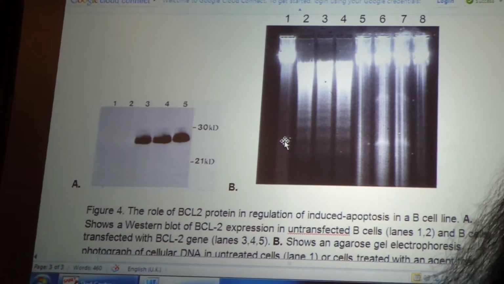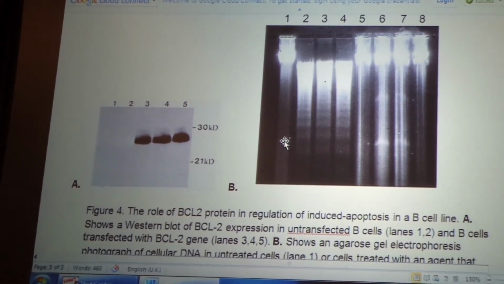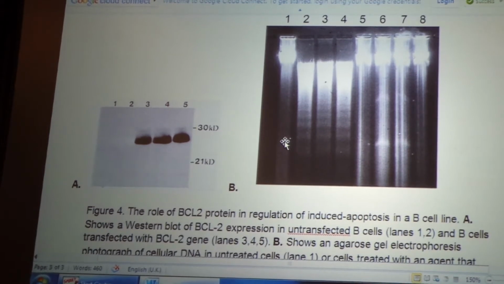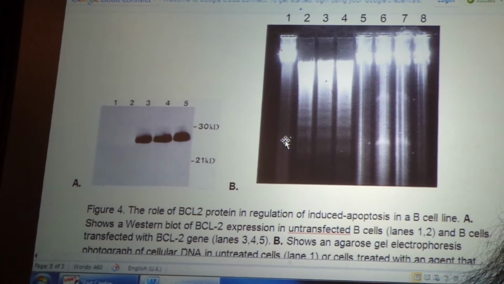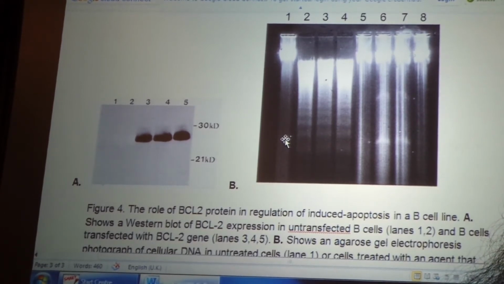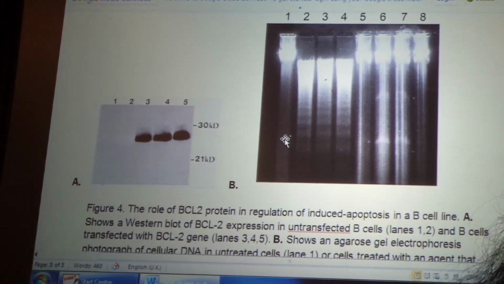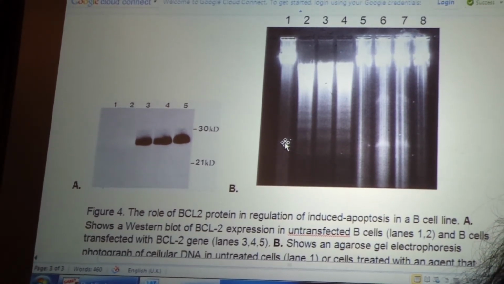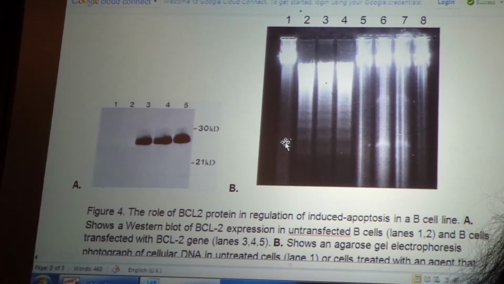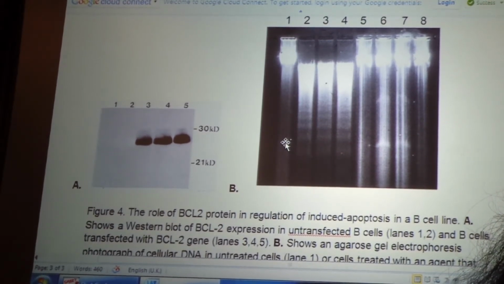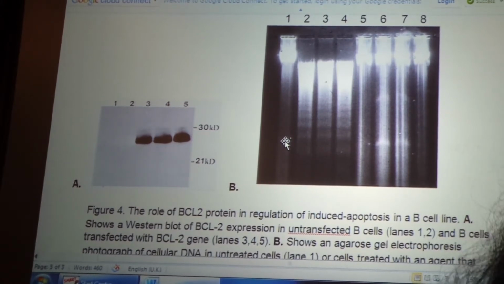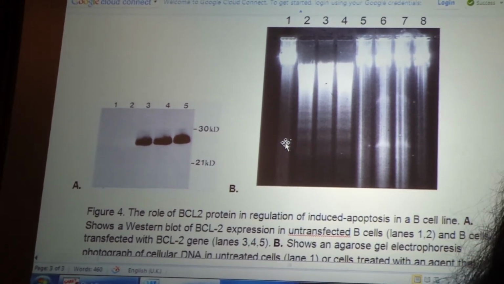Yeah, that's correct. So it cuts between the nucleosomes. The arrangement of your DNA is that you have a core of 8 histone proteins, and around the histone protein core is about 150 base pairs of DNA. Then you have a linker bit of DNA, and then you've got the next nucleosome, again with about 150 base pairs. So the nuclease cuts the linker DNA between them.